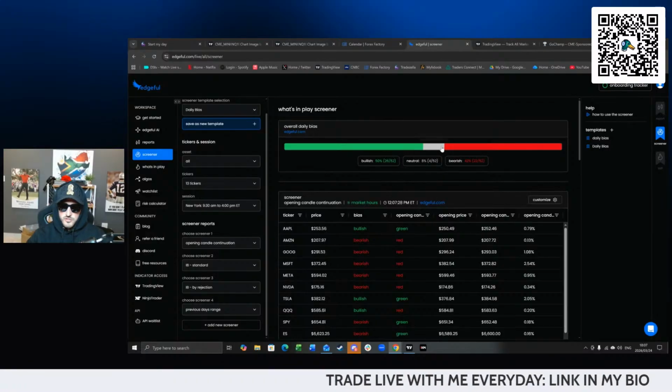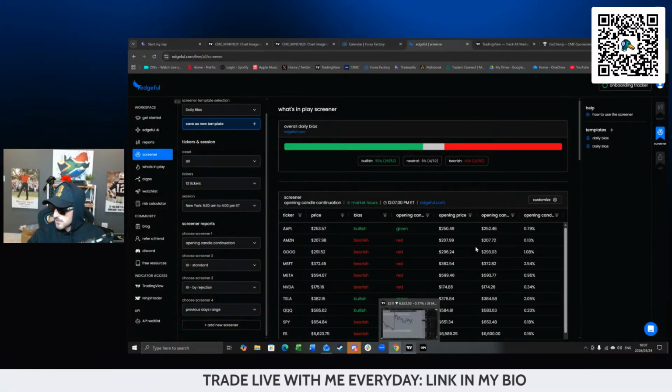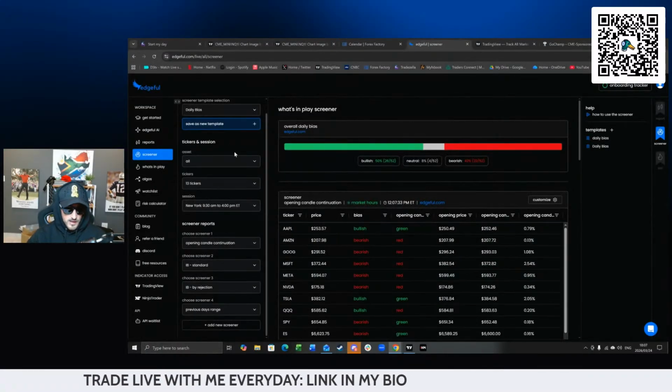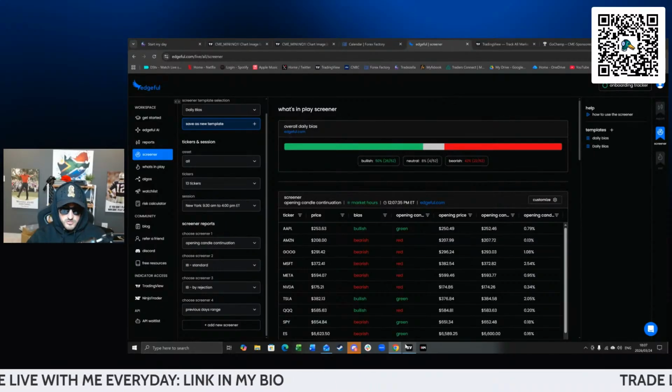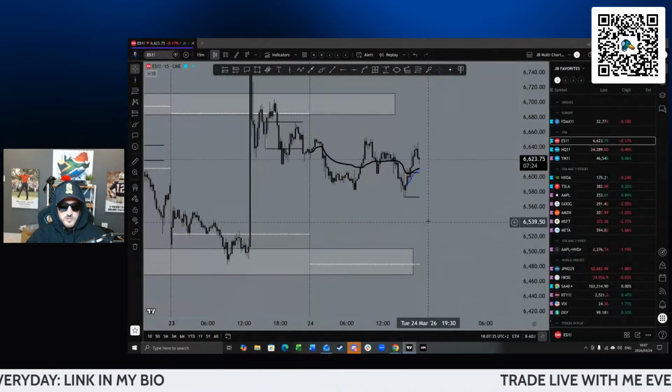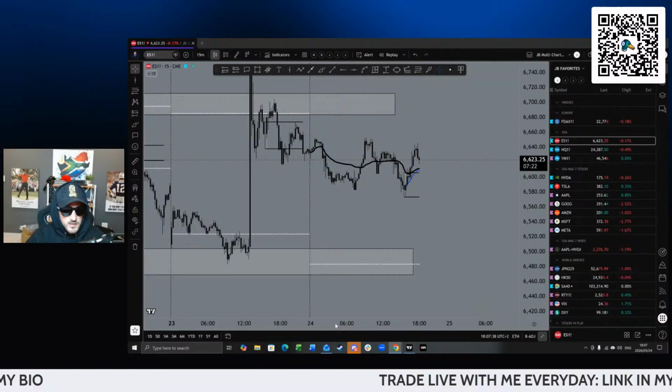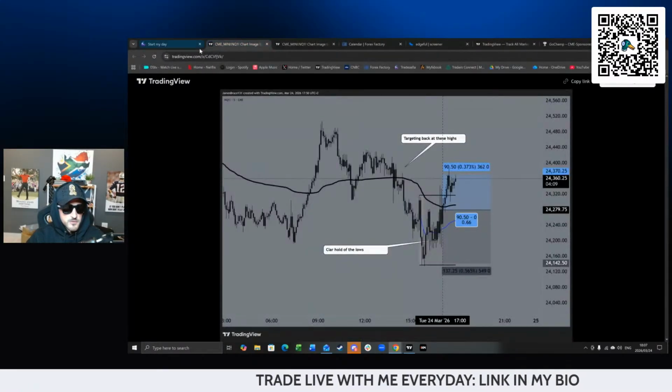But yeah, that's the data I use on the screener there. And I think obviously this is custom made. You can always change it. So yeah, those are the two trades that I had today. Pretty easy, pretty simple reads.